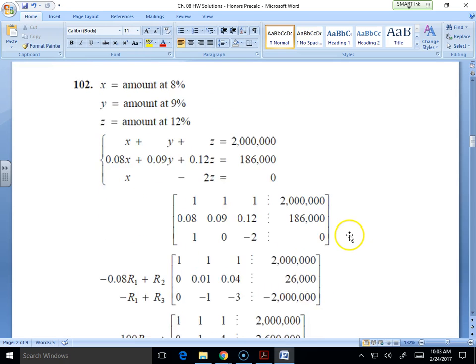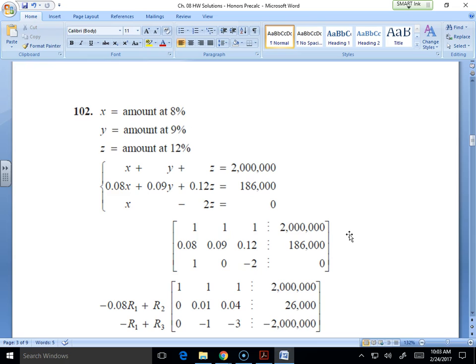Then we only have 102. Did you guys have to make the system yourself? They were investing $2 million. Ooh, that'd be nice to invest. Maybe it's a business, I don't know. So they're investing $2 million. 3 different amounts, X and Y and Z, at 3 different percentages, 3 different rates, and all of those rates add up to get how much interest? Those investments, right? Not like loans. So 8%, 9%, 12%. Somehow the investments add up to 186,000.